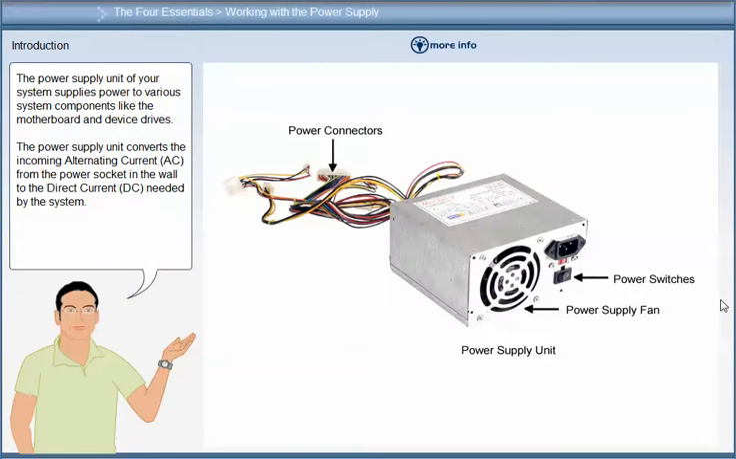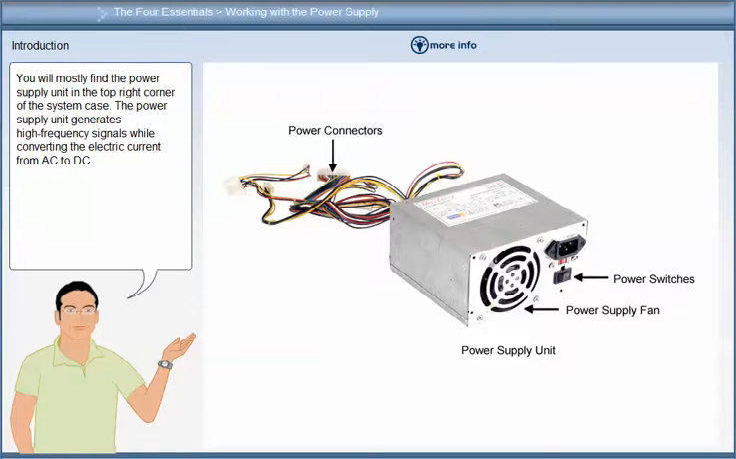The power supply unit of your system supplies power to various system components like the motherboard and device drives. The power supply unit converts the incoming alternating current, that is AC, from the power socket in the wall to the direct current, that is DC, needed by the system. You will mostly find the power supply unit in the top right corner of the system case.